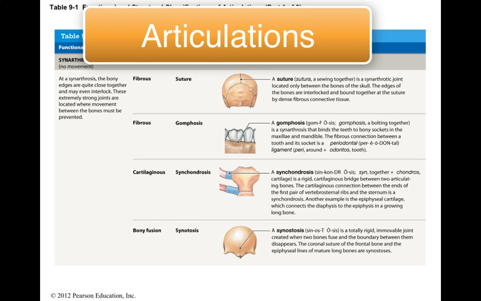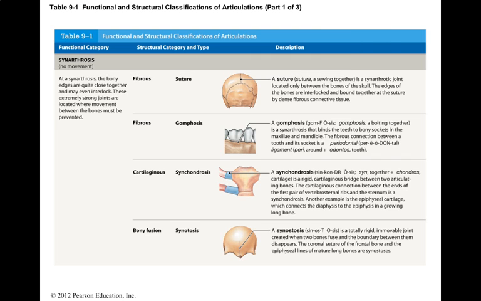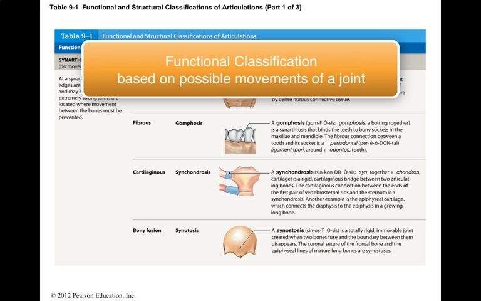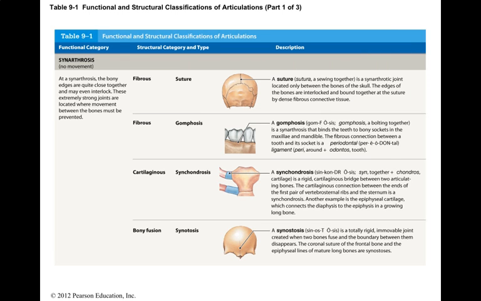This segment deals with articulations, or joints where bones come together and interact. Two classification methods are used to categorize joints. One way to categorize joints is based on function and on the amount of movement possible between two bones. There are three functional groups.